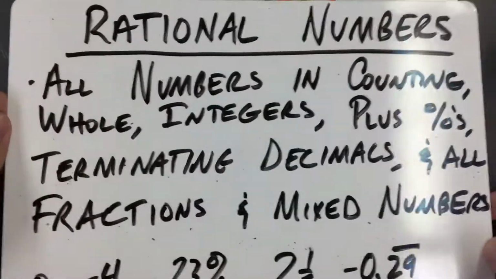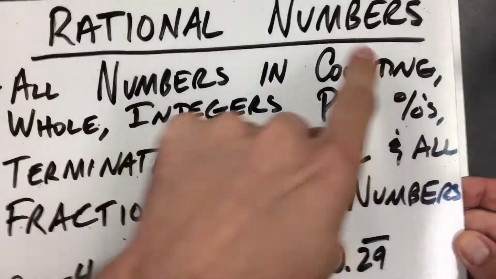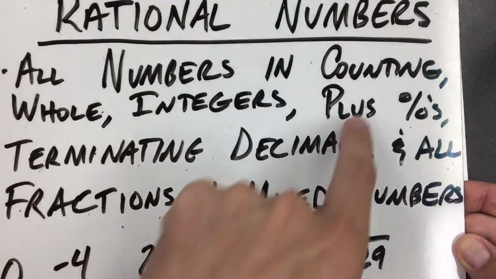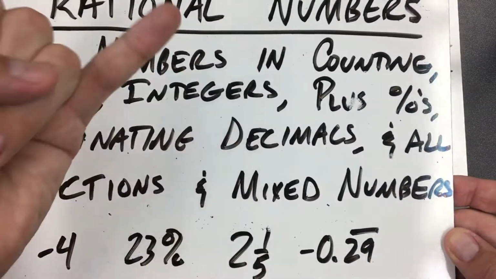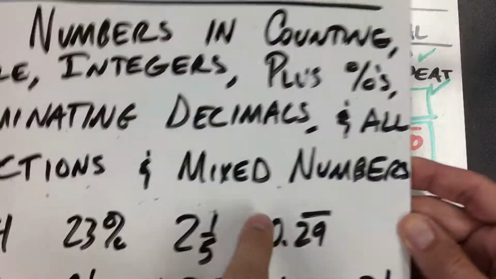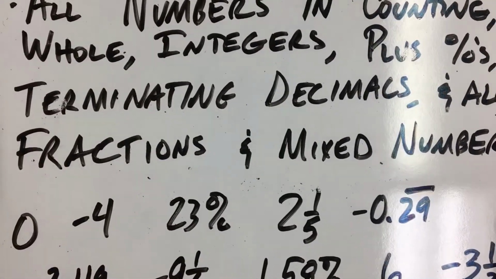Are you serious? Think about that. That's almost every single number you've dealt with in your life. Every counting number, every whole number, every integer, every percentage, every decimal that stops, every decimal that repeats. I didn't write it on here, but that's in there too. Every single fraction and every single mixed number. That's like every single number you've ever done with math in your life.